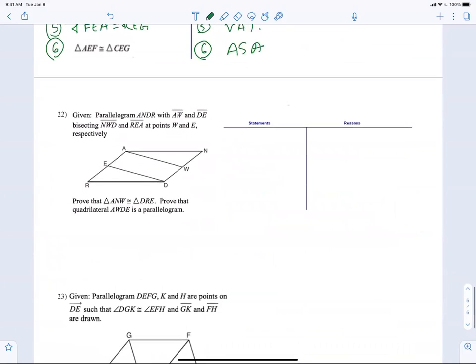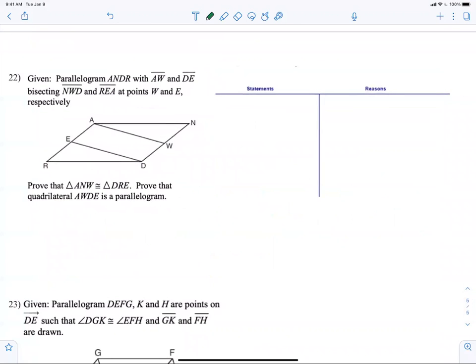Two more to go. Uh-oh, now it's telling me ANDR is a parallelogram. And then AW and DE bisect. So because they bisect, what's true? Actually, we can just say they're equal, right? So that's true.